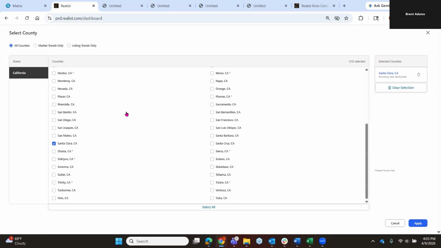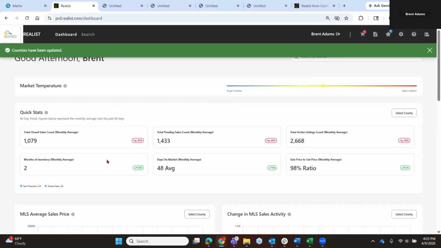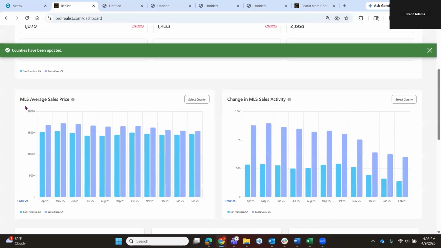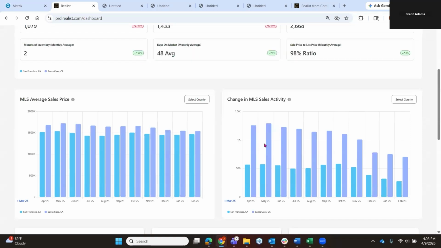So for example, if I want to add San Francisco County and compare it to Santa Clara here, I can just hit apply. And now you'll see we're getting stats for both of these counties. You'll even see that we get things like the average sale price and the change in sales activity month over month. So you've got lots of great stats.